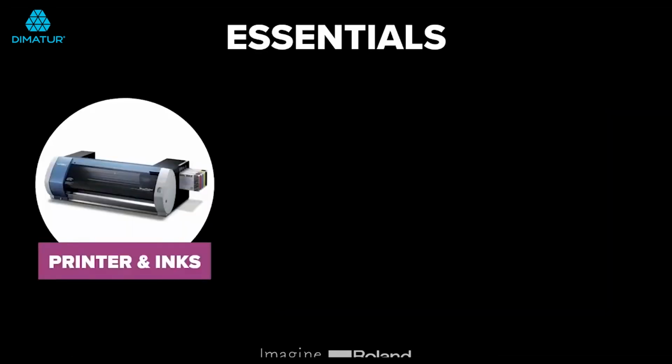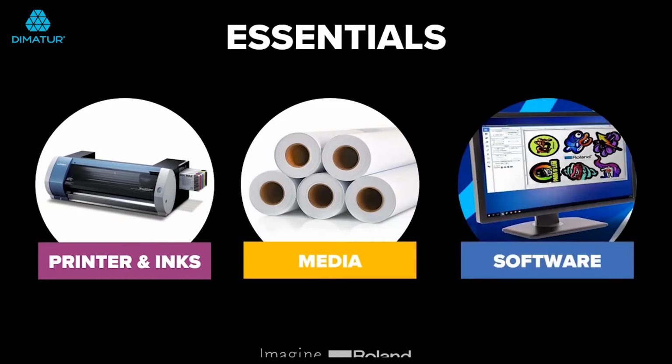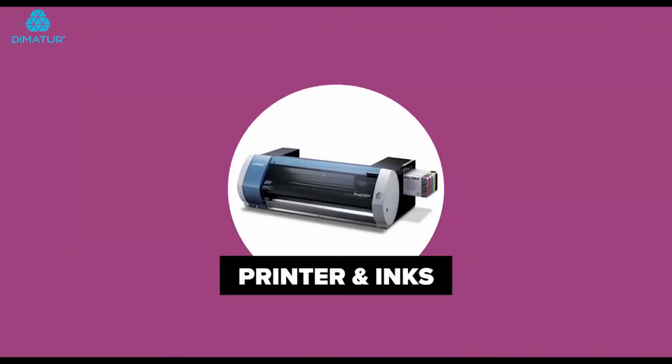So the things that you're going to need to get you off the ground. The first of those is a printer and some inks. You're also going to need some media or material to print onto. And finally, you're going to need some software as well. So in the coming slides, what I'm hoping to do is to go into more detail on each of those to help you make an informed decision when looking at print and cut and to try and find the best device for you. So let's duck into printer and inks firstly.